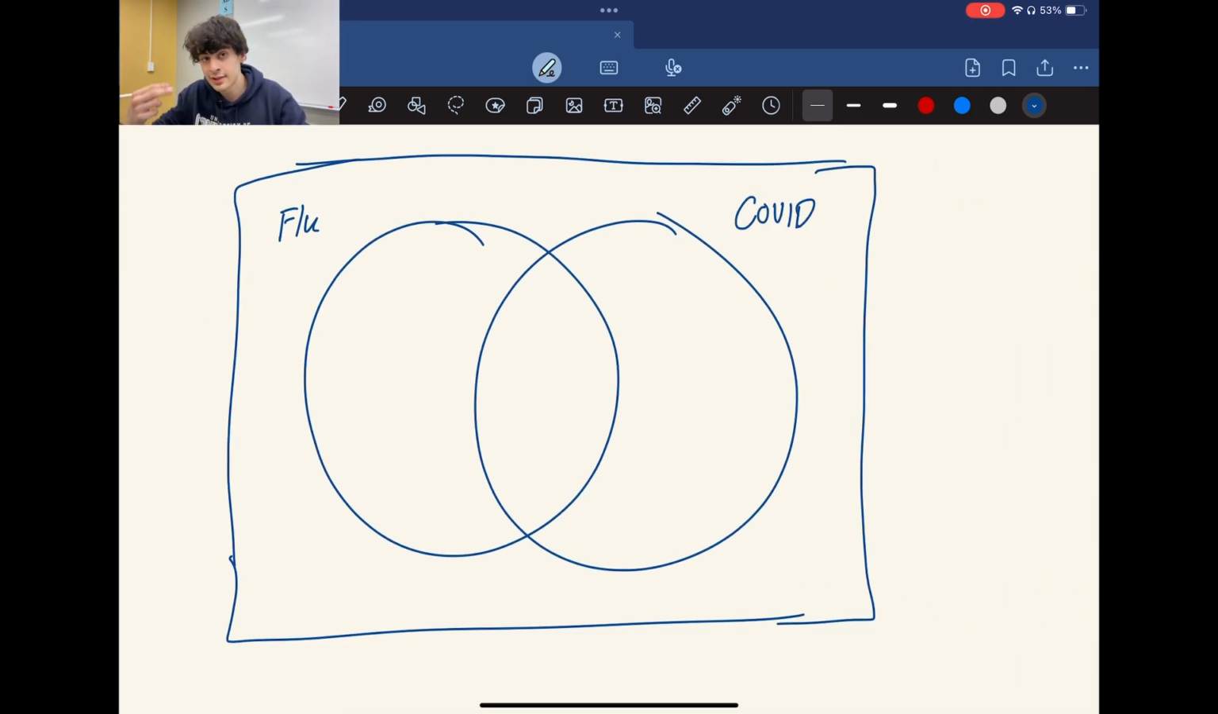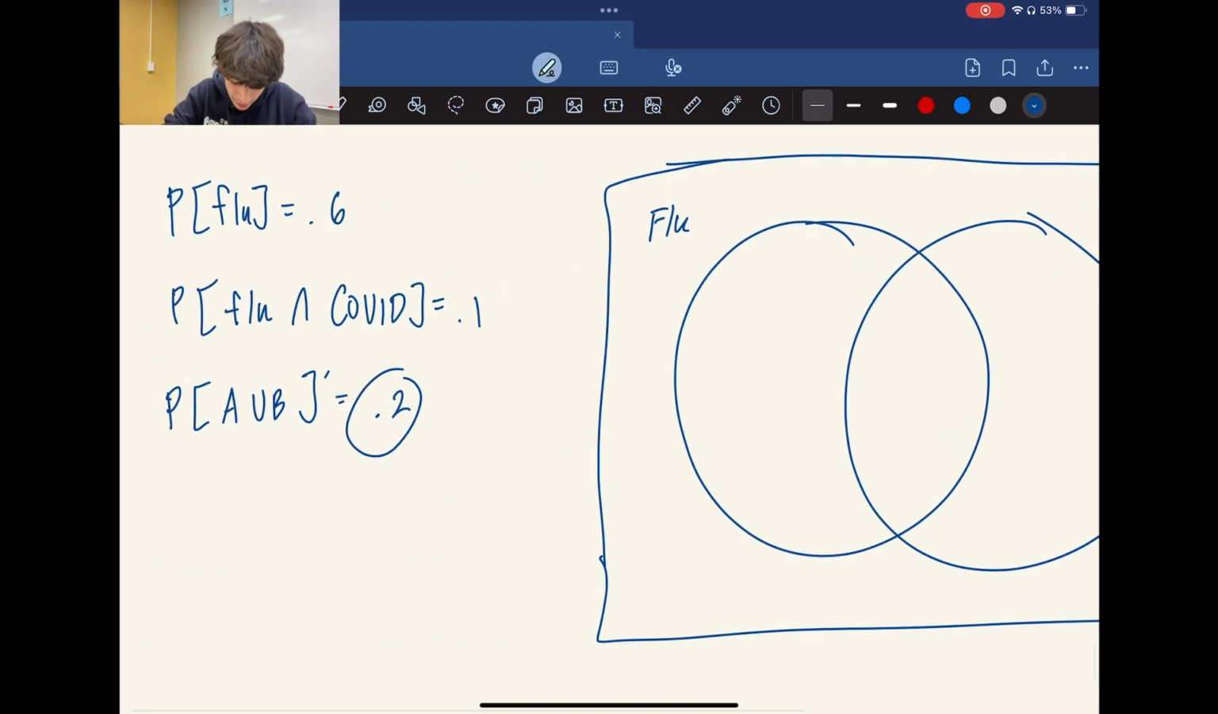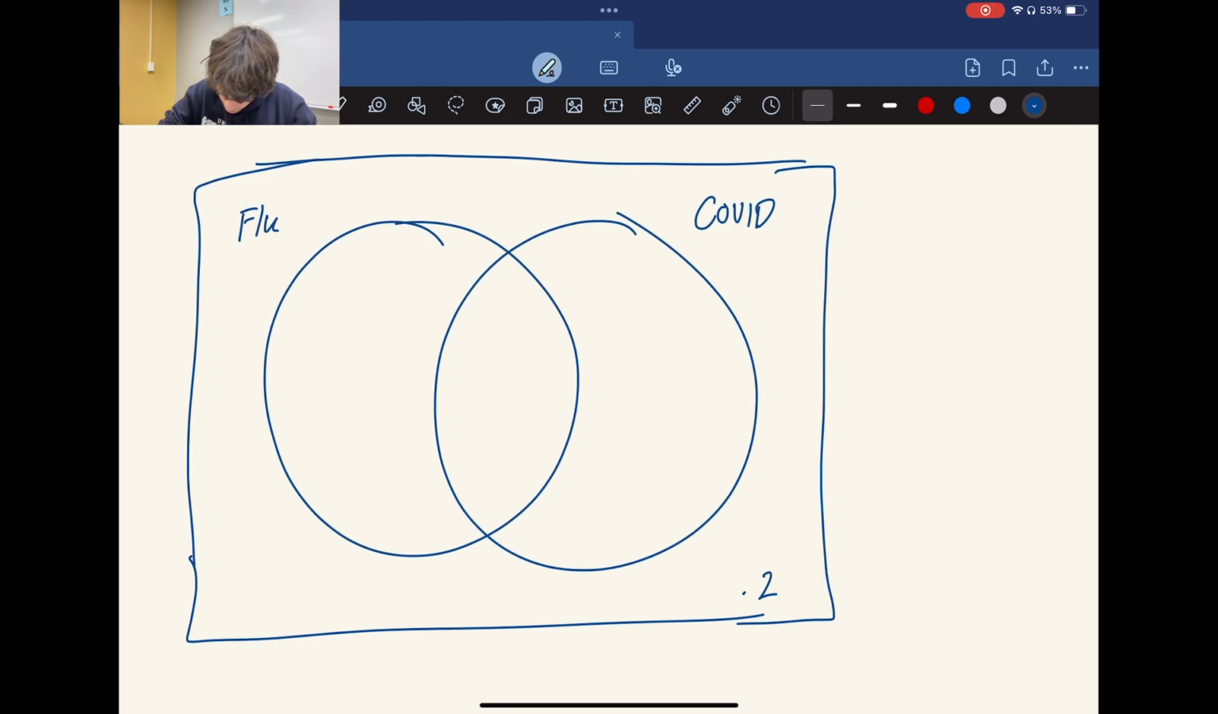And anything that isn't inside of these two circles is going to represent people not being sick at all with either. And we could see that by 0.2. I'm going to put this on the outside. Usually it goes in the bottom right, but you can put it wherever you want. You can put it on the top, you can put it on the bottom left, you could put it anywhere as long as it is not inside of those two circles.